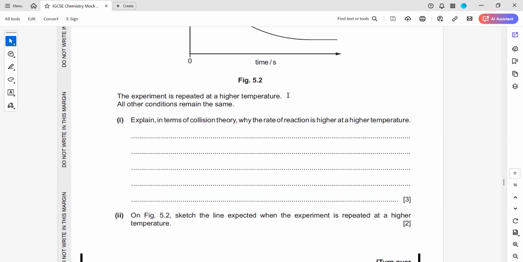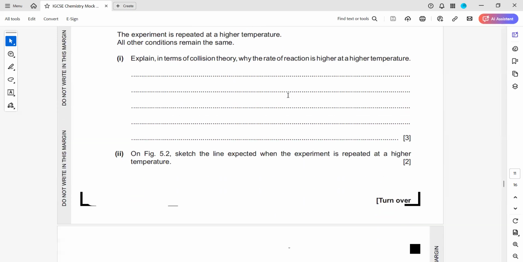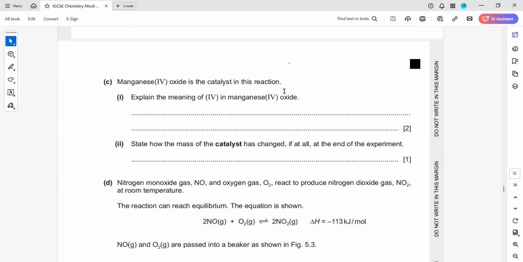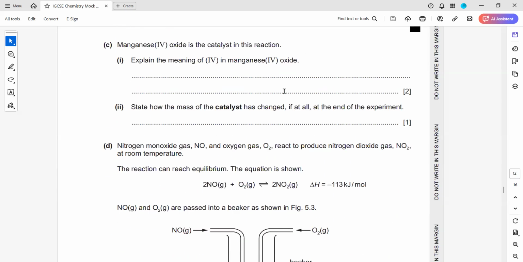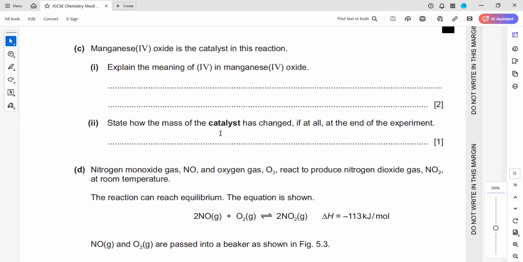The point that a greater proportion of the particles have energy more than activation energy, whenever you refer to temperature: higher temperature, greater kinetic energy or speed of particles, more collisions or more successful collisions, and a greater proportion of the particles have energy more than activation energy. So this is very important to include.